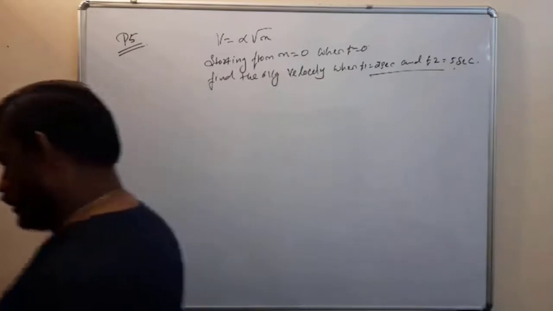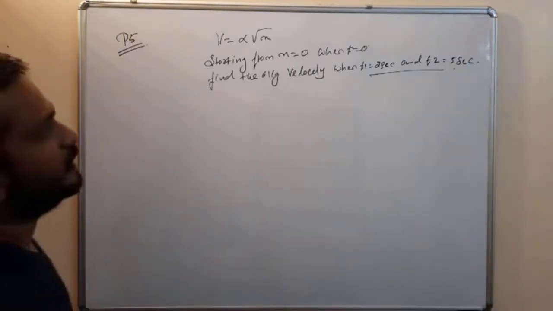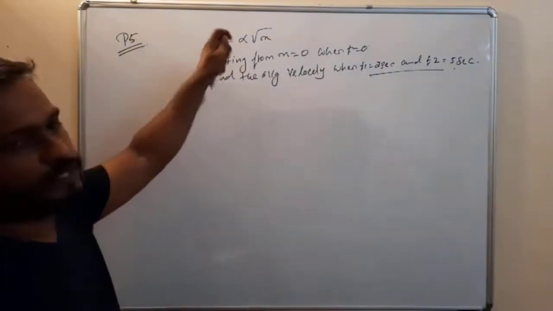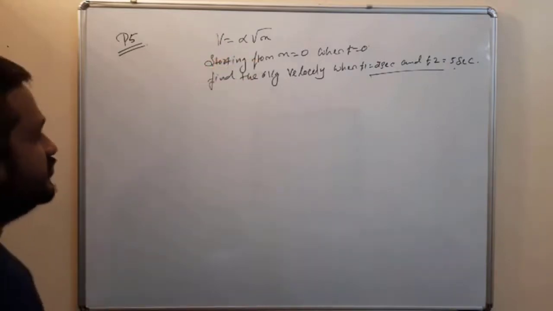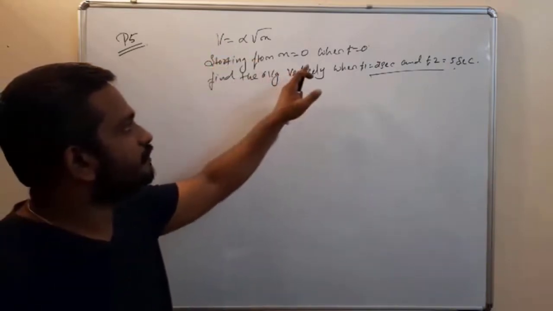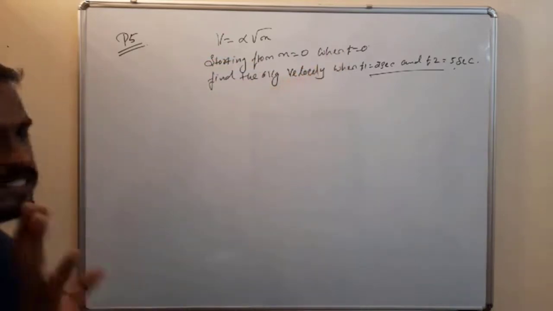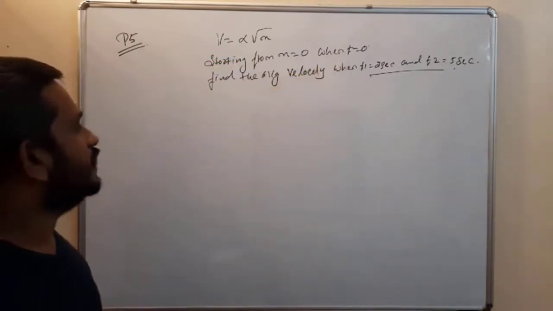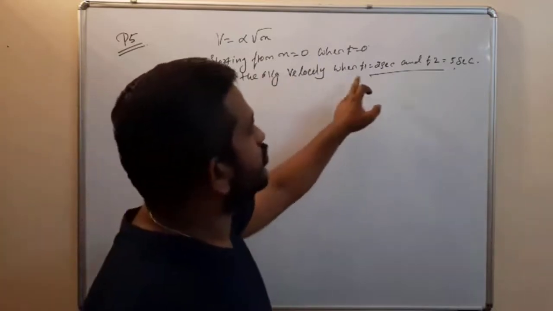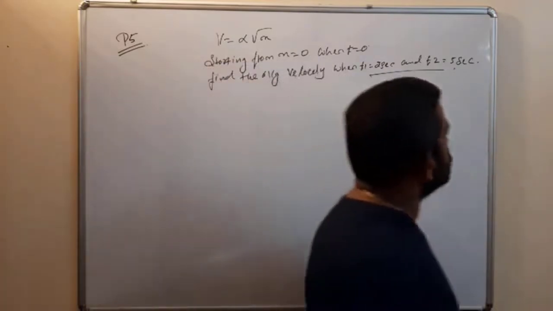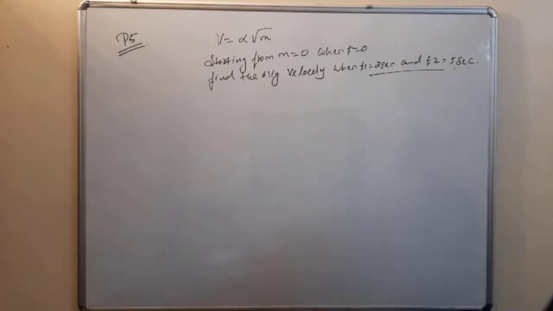Okay, so listen here. What is given? A car is moving with the instantaneous velocity v is equal to alpha root x, starting from x equal to 0 when t is equal to 0. One condition is given, the initial condition. We have to find the average velocity of the car when t1 is equal to 2 seconds and t2 is equal to 5 seconds.